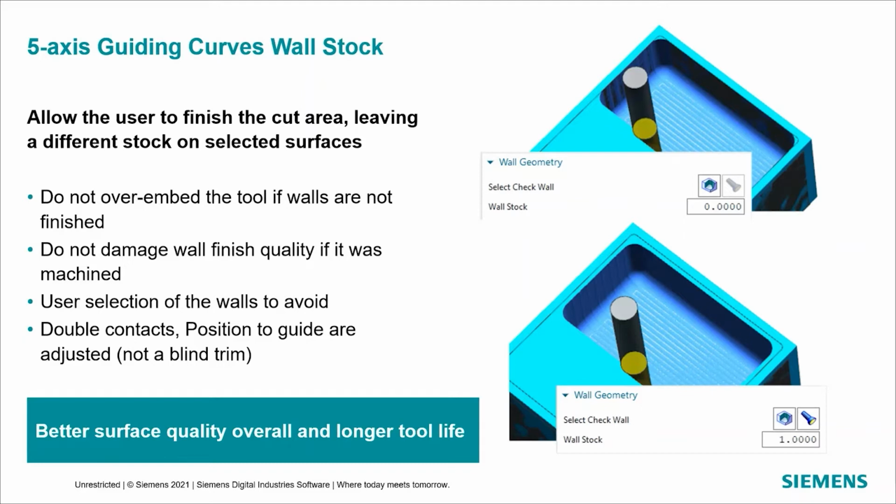The wall stock in variable axis guiding curves is primarily intended to avoid the neighboring walls that are either not machined, in which case we don't want to embed the tool into the stock, or we have previously machined walls and we do not want the tool bumping into or contacting the finished surface. The most common case is to select the wall perpendicular to the cut or guide edge and wall geometry, and then specify the wall stock to limit the amount of tool lead in and run off. So let's look at this little video.